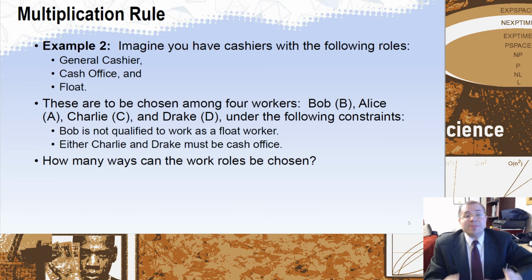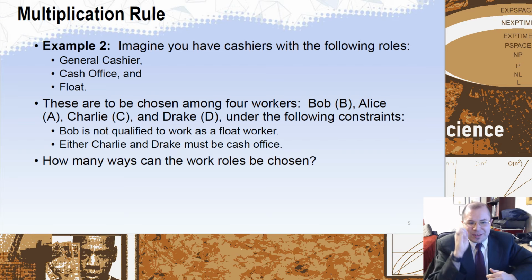Now, imagine I'm the employer. And I tell you that Bob is not qualified to work as a float worker. See, Bob is really good at just working at the cash till, but really not very good with people beyond just working at the till. I don't know. This is just between you and me. You would not tell Bob this. It would just hurt Bob's feelings. So that's the first constraint.